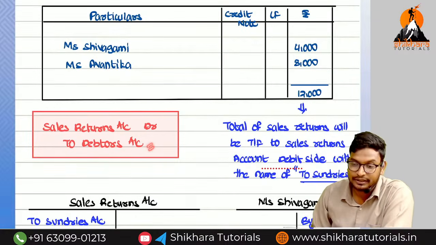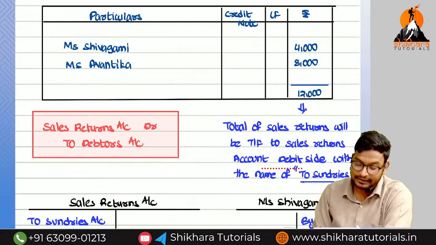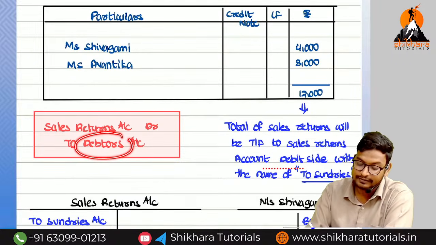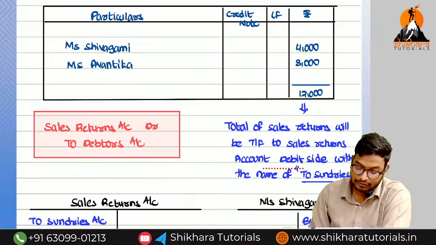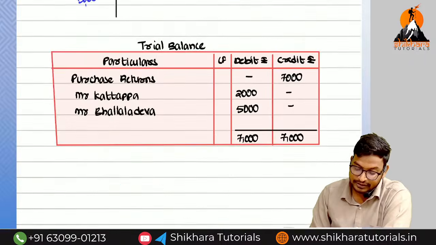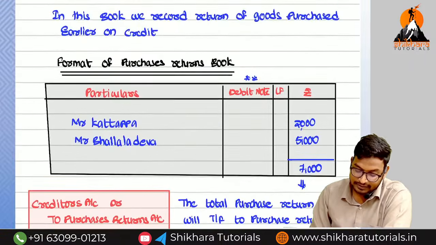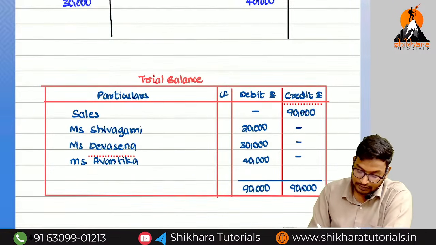What is the entry for the sales returns? Sales returns account debited to debtor account. So the debtor is going to be credited. For that reason, we are using the credit note. That's all. To whom have we made the sales on credit basis? We have made the sales on credit basis to Shivagami, Devasena and Avantika.